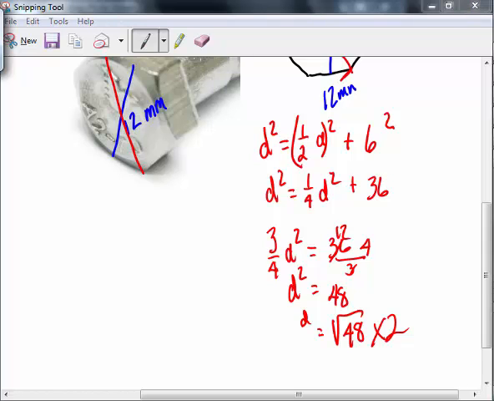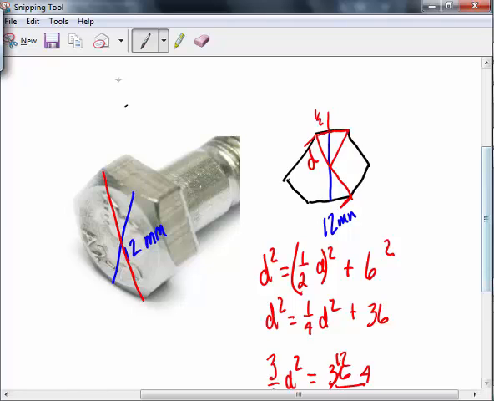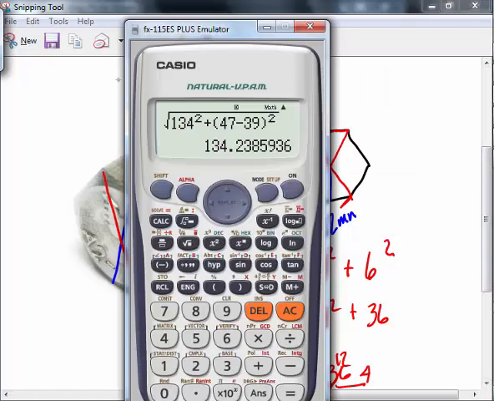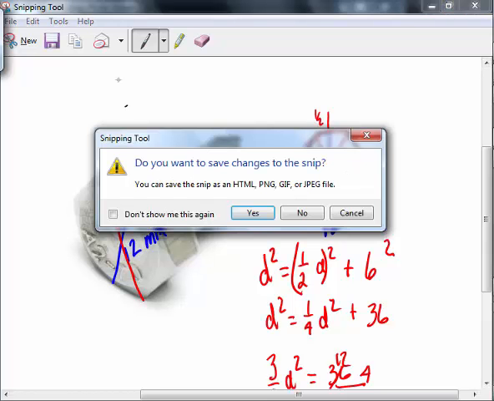So on our calculator, remember you have to double it because D is only halfway across. So double that and you get 2 times square root 48 is 13.9. So we would say 14 millimeters straight across. Next one.